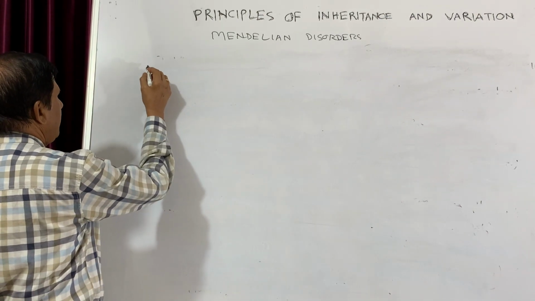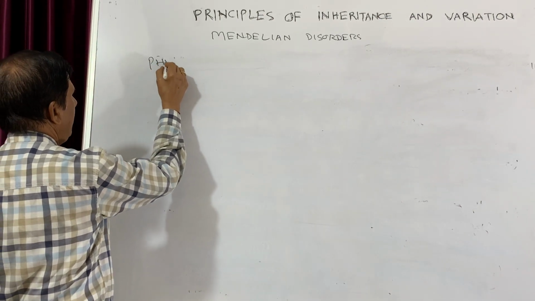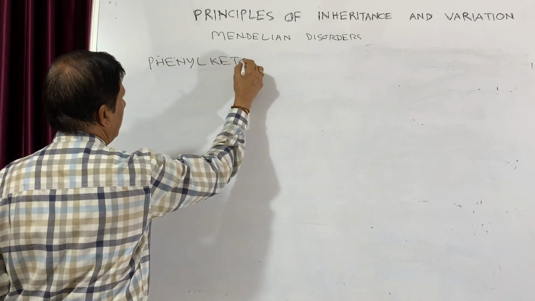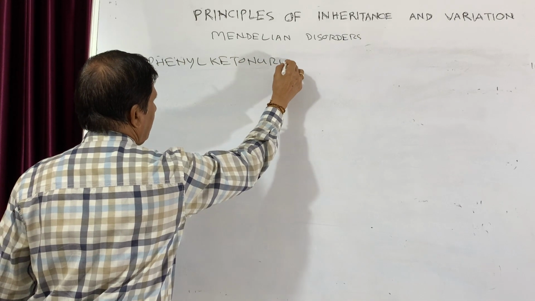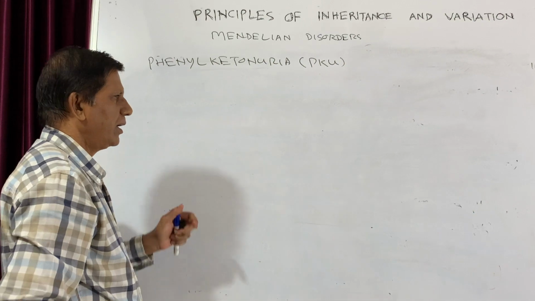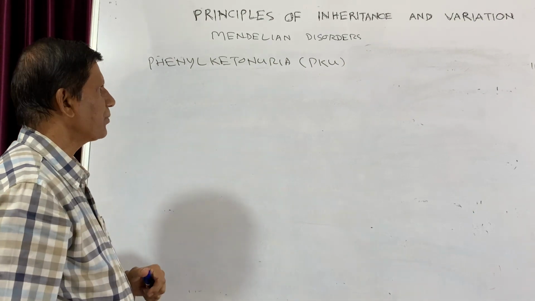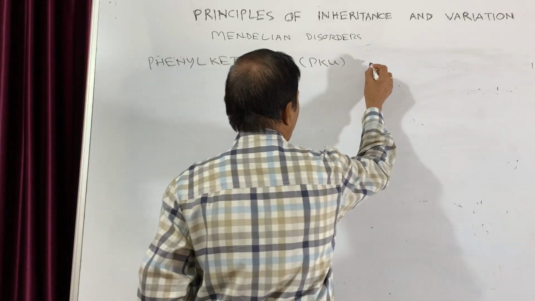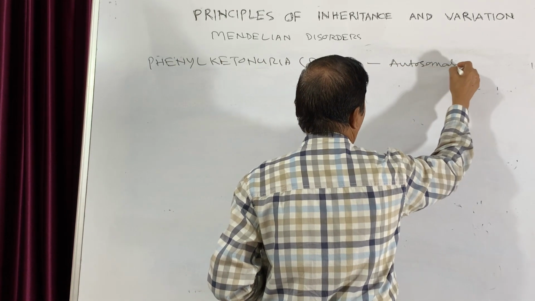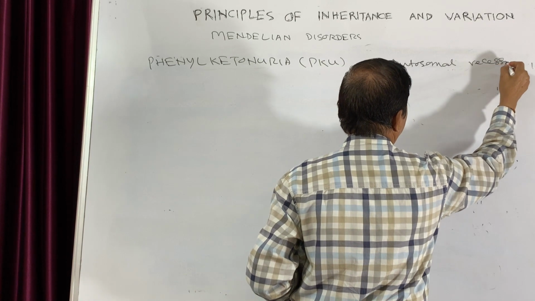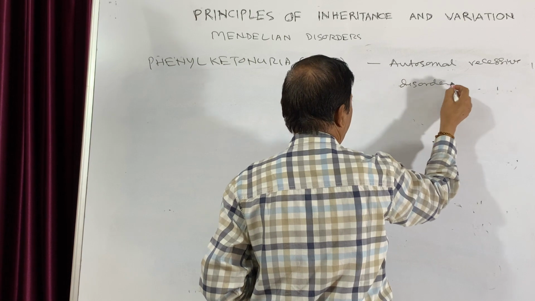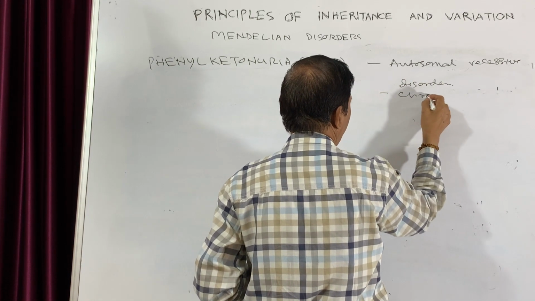So the next is phenylketonuria. Phenylketonuria, in short, is also known as PKU. Now usually this phenylketonuria is an autosomal recessive disorder. It is also present in chromosome number 12.